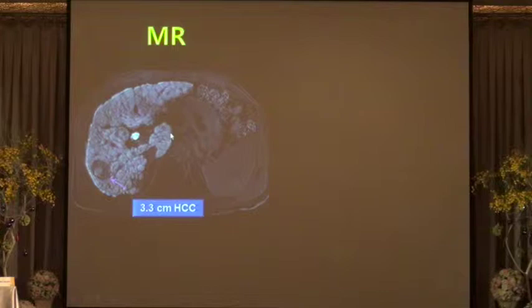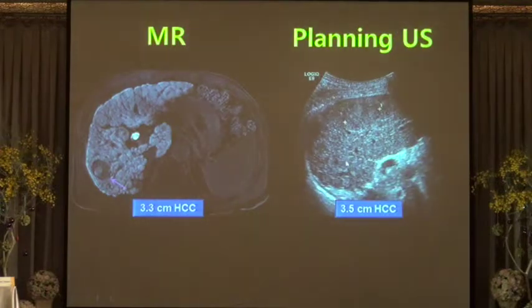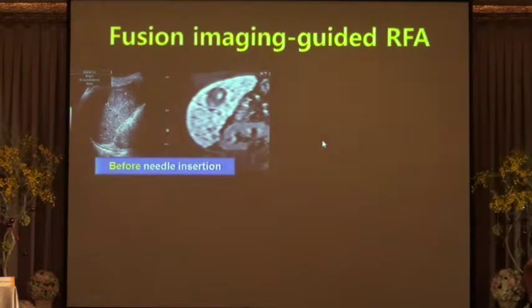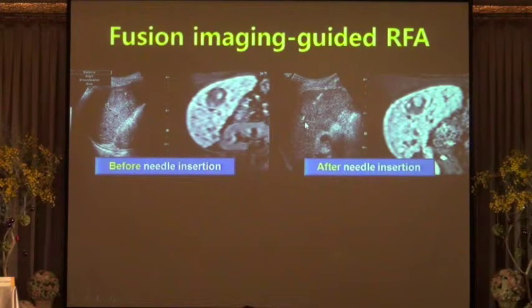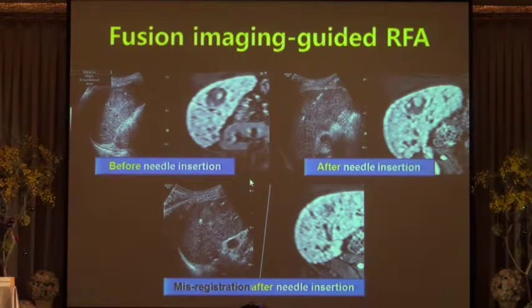Fusion imaging is also useful for guidance of RFA for large HCC. Here you can see a 3.3 centimeter size HCC in the right lobe of the liver. On plain ultrasound, the tumor was measured up to 3.5 centimeters. I felt uncomfortable to ablate this large tumor. Fusion imaging guided RFA was performed. Three electrodes, named octopus electrodes, were inserted into the tumor one by one to cover the entire tumor.